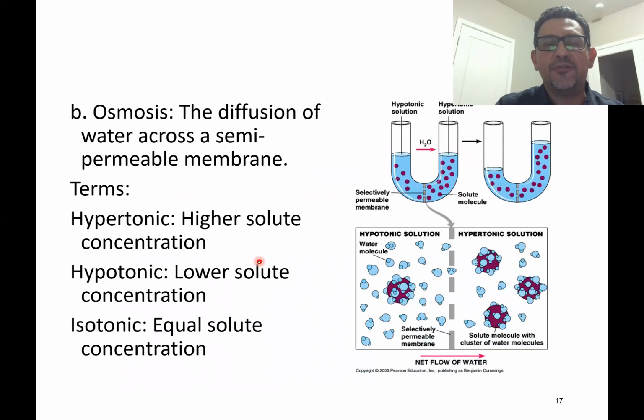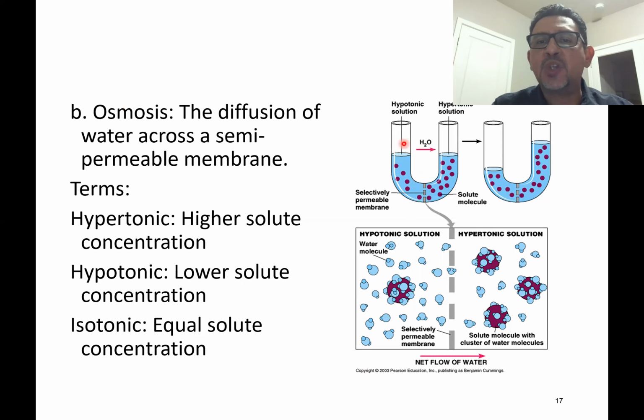Another example of passive transport is osmosis. Some people define it as the diffusion of water, but I like to be more precise. I like to say that this is the movement of water from regions of higher water concentration to a region or a solution that has a lower water concentration. And so, once again, I have illustrations that are going to be helpful in making this point.